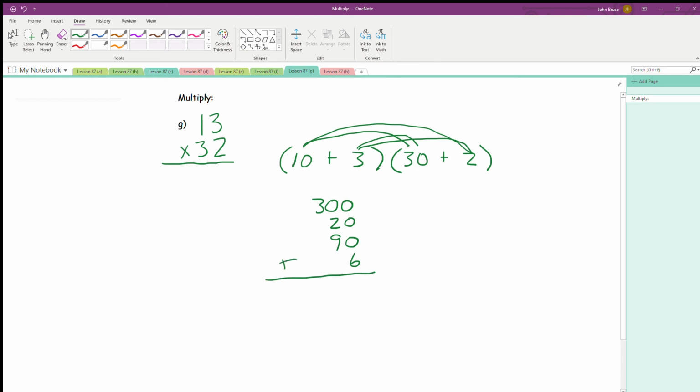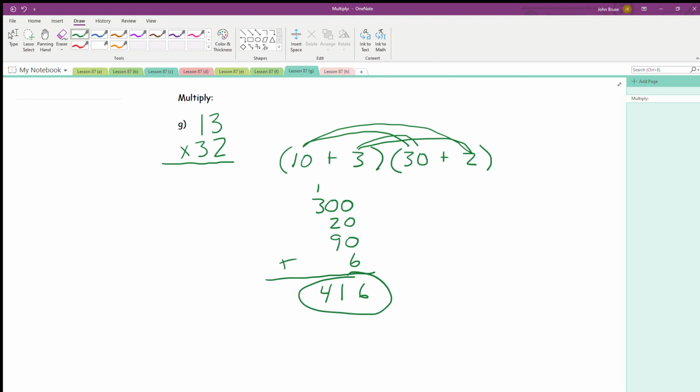We're going to add all those up. We got 6. 9 and 2 is 11. We carry our 1, and that gives us 416. 13 times 32, let's double check it. 13 times 32, it's 416. We're good to go. So I'm going to circle my answer.